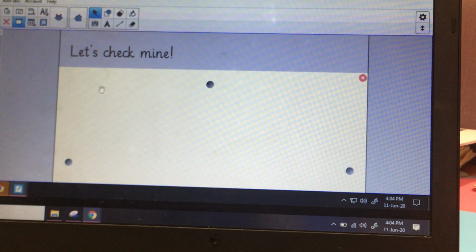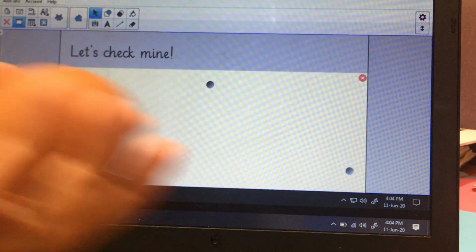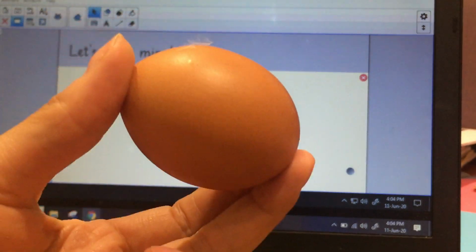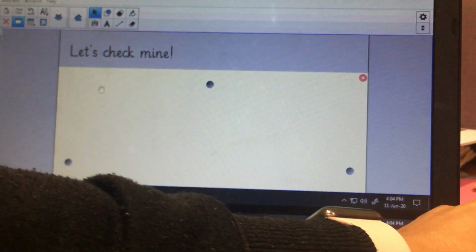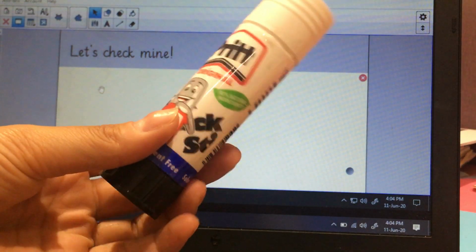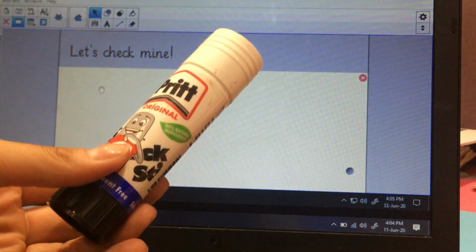Okay, let's have a look at mine then. So I have come back with object number 1, egg. Now it begins with a vowel sound, so I'm going to say an egg. Object number 2, glue stick. It begins with a consonant sound, so I'm going to say a glue stick.